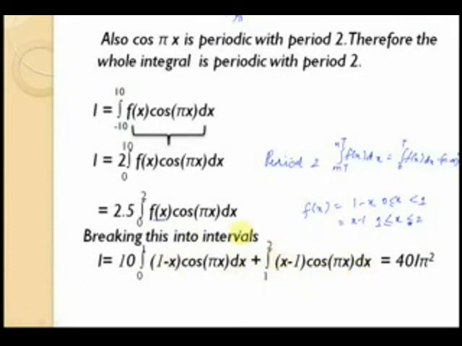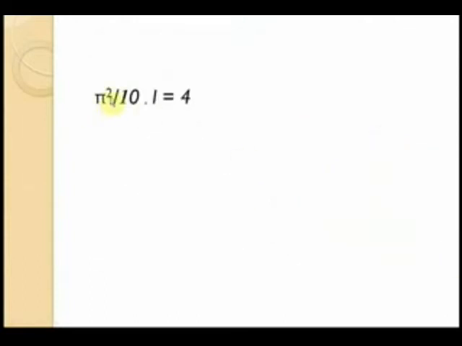Now when we try to solve this further, we get the value of I equal to 40 by pi square. So we can say that pi square by 10 into I is equal to 4.